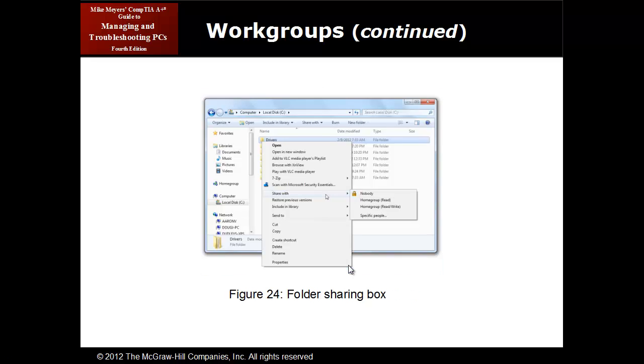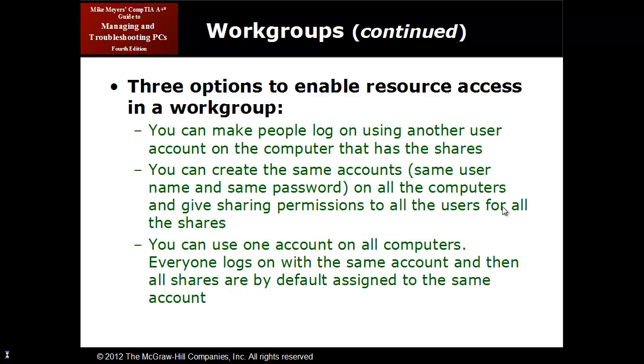If I want to share, all I do is find the folder I'm working with, right-click, and click on Share With, and then choose who I want to share it with. I have three ways of sharing within a workgroup. The one way I've really described so far is pretty common. You make the people log in onto the other computer using an account on that computer. So if I want to access computer 2, I log in as a user that is created on computer 2.